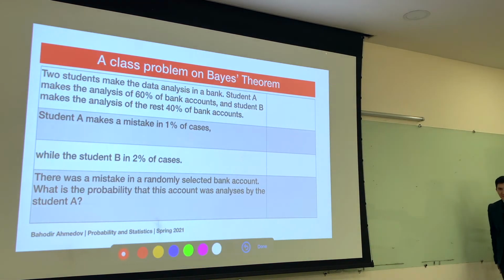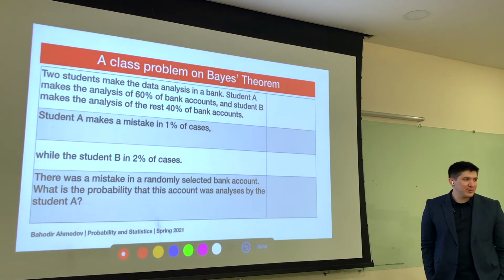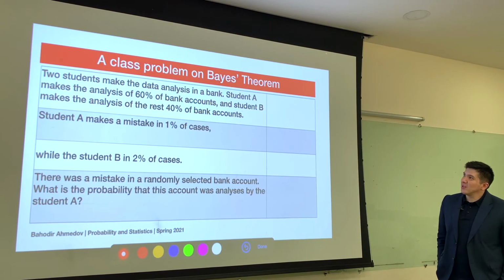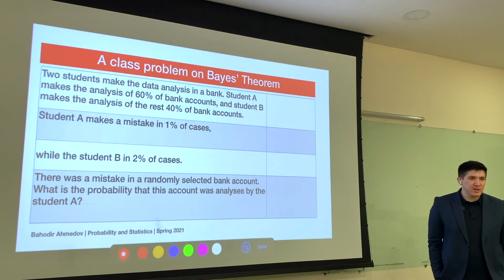So let's assume that we're going to use our students to make the analysis of the bank accounts of our employees. So the two students make the data analysis in the bank. Student A makes the analysis of the 60% of the accounts, and student B makes the analysis of the rest. So student A makes the mistake in 1% of the cases.